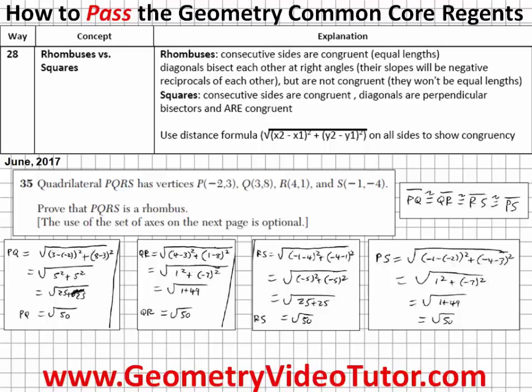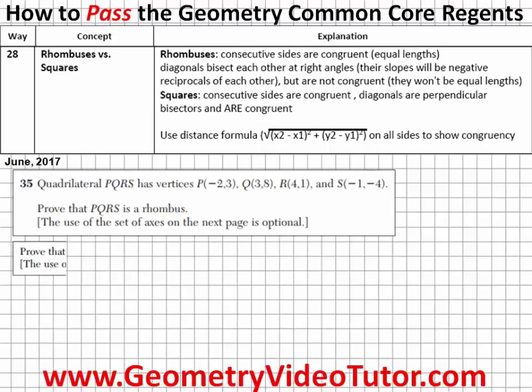Now, I know some of you might argue, wait a minute, but squares also have consecutive sides that are congruent. So how do you know it's not a square? Well, this was a 6-point question. So just this work here alone, getting it right with all the work, gets you 3 points. For an additional 3 points, they also wanted you to prove that PQRS is not a square.